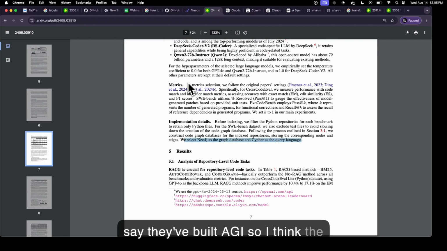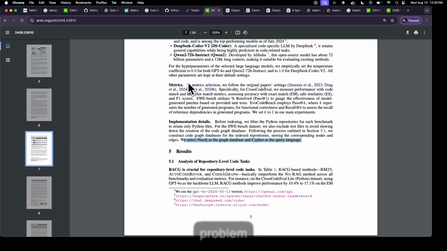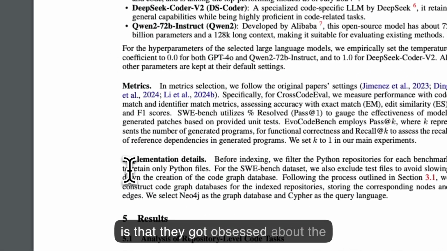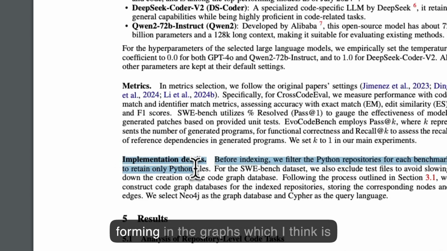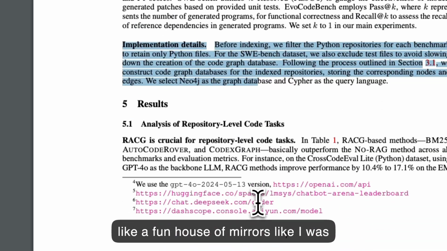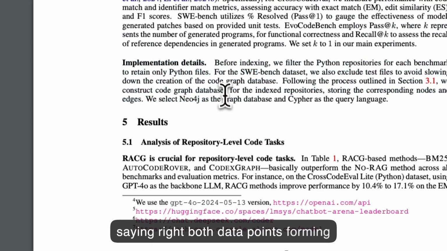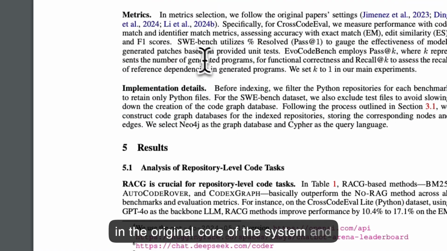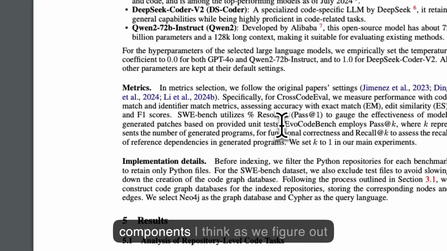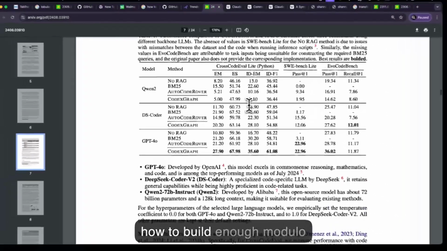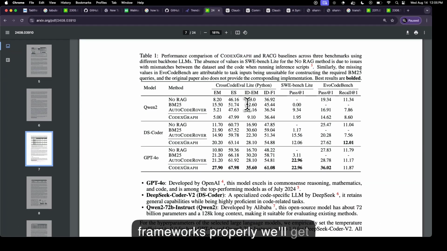So I think the problem is that they got obsessed about the external density data points alone forming in the graphs, which I think is like a fun house of mirrors, like I was saying, right? Both data points forming in the original core of the system, and then more of them every time you add these different effective modulo components. I think as we figure out how to build enough modulo frameworks properly, we'll get something that's close to the brain. Yeah.